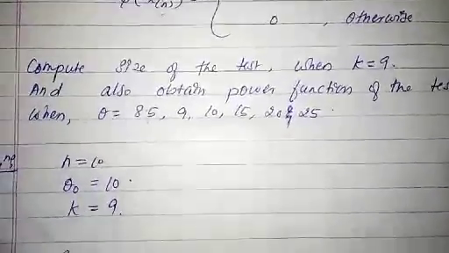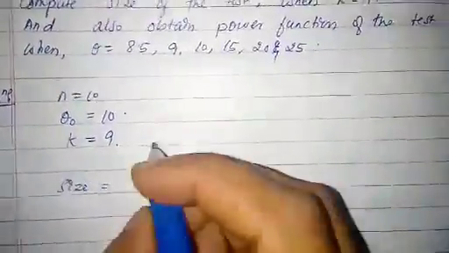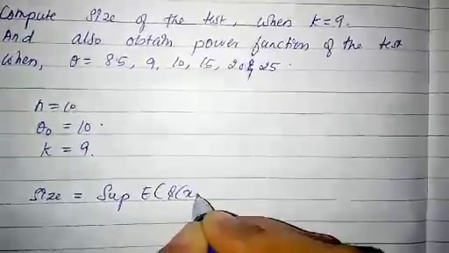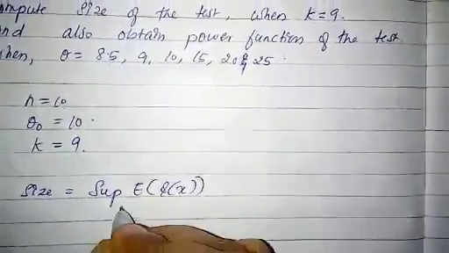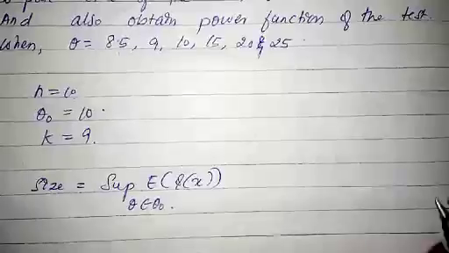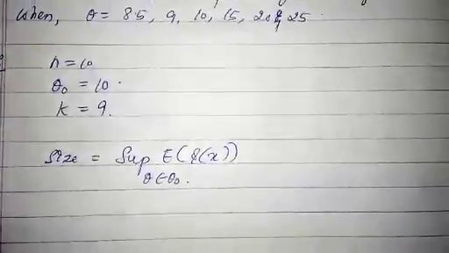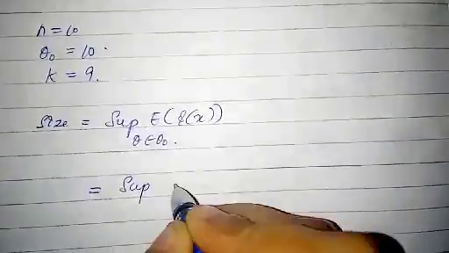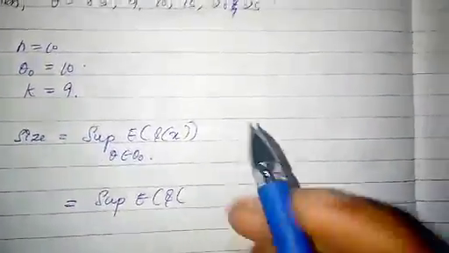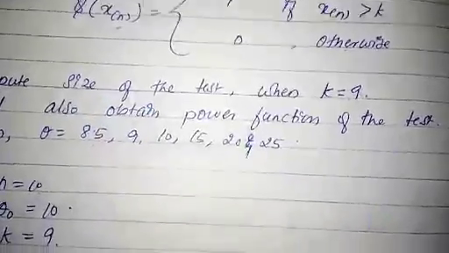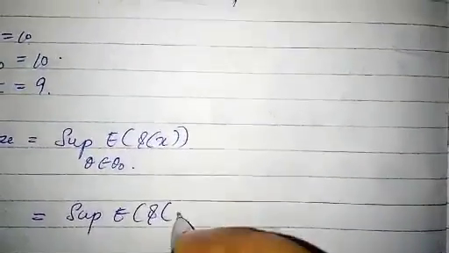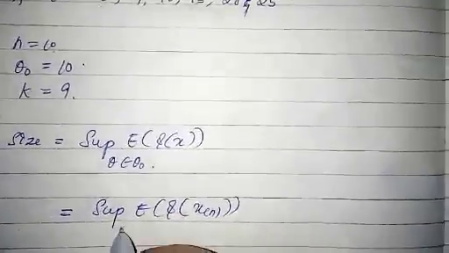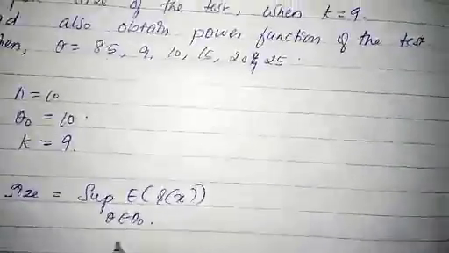Then we have to find out the size of the test, right? Size equal to supremum value of expectation of phi of X under theta belongs to theta naught. This is the definition for size, right? So in this problem, supremum expectation of phi, here the test function is phi of Xn, right? So here expectation of phi of Xn under theta belongs to theta naught, right?